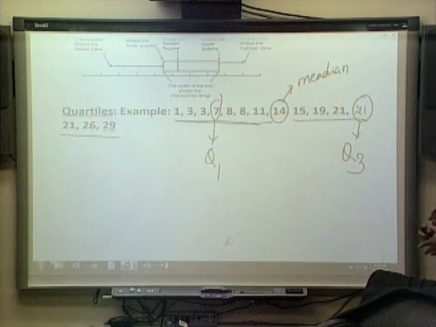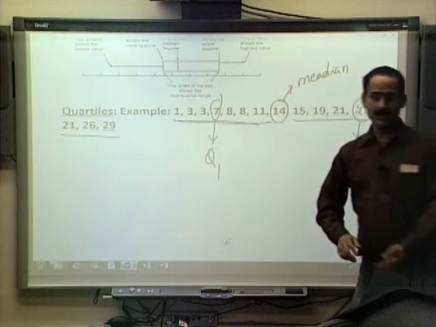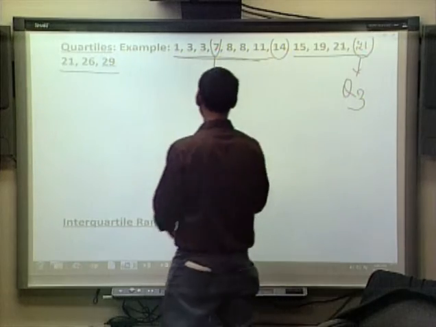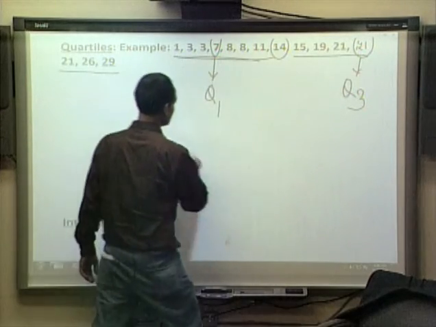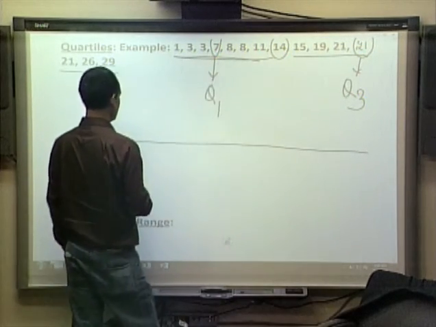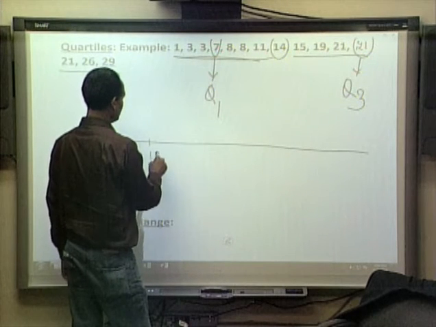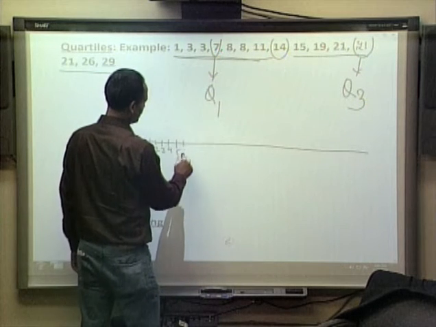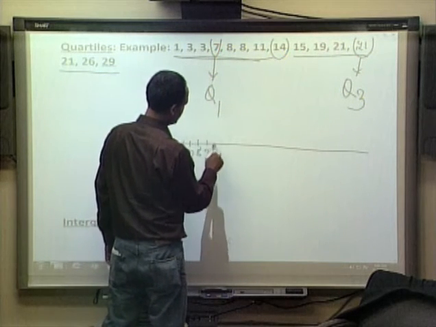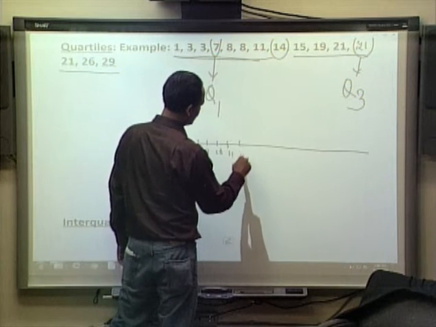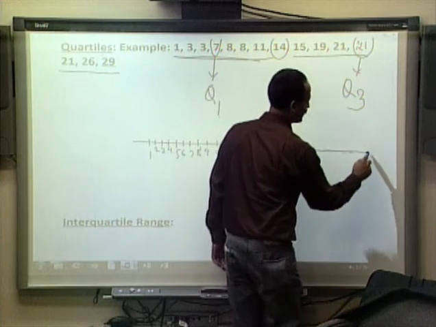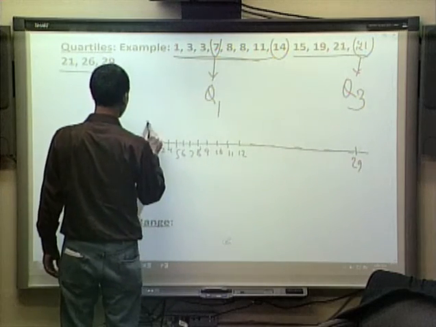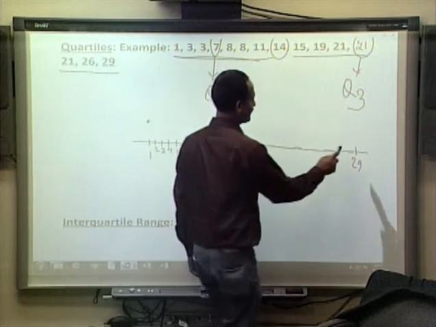So, if we had to construct a box plot for this particular data, our box plot will look like this. Well, we are going from 1 to 29. So, this is the line. Let us say here is 1, 2, 3, 4, 5, 6, 7, 8, 9, 10, 11, 12, and so on. This is, let us say, somewhere 29. This is the minimum, and this is the maximum.